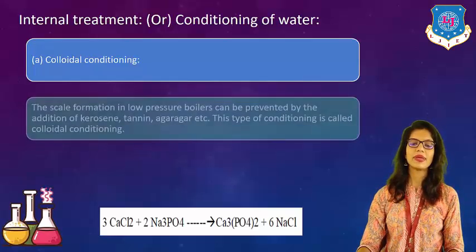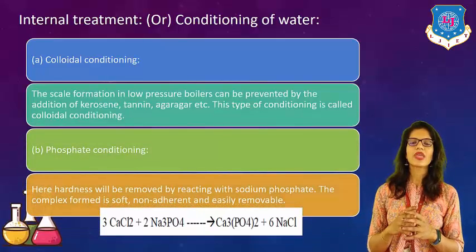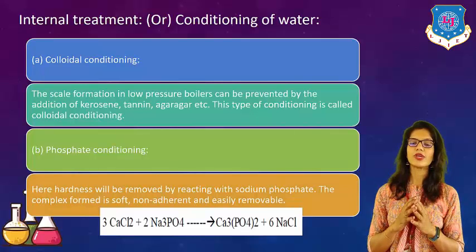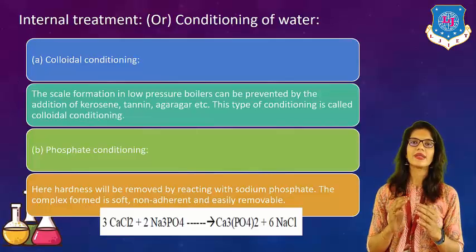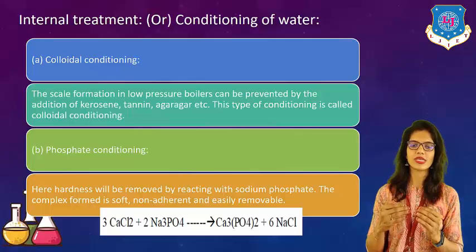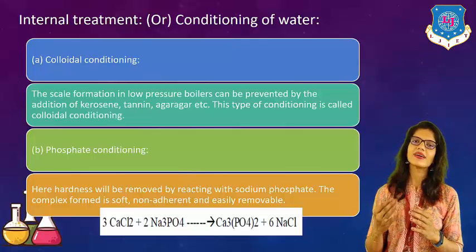So what is the meaning of colloidal conditioning? As you can see here, colloidal conditioning is basically that scale formation in low pressure boilers can be prevented by adding certain kinds of colloids like kerosene, tannin, agar-agar. And this type of conditioning is known as colloidal conditioning.